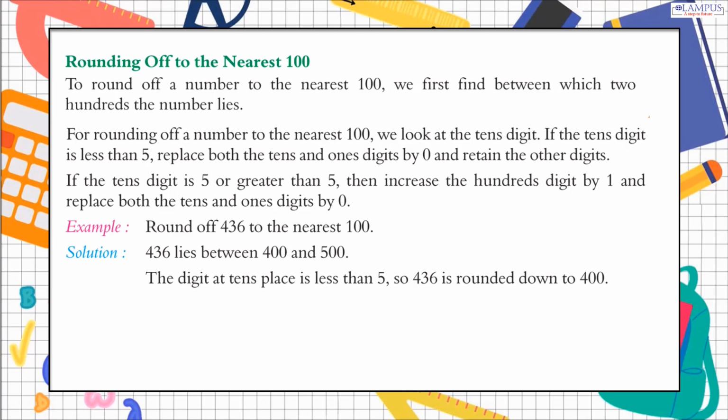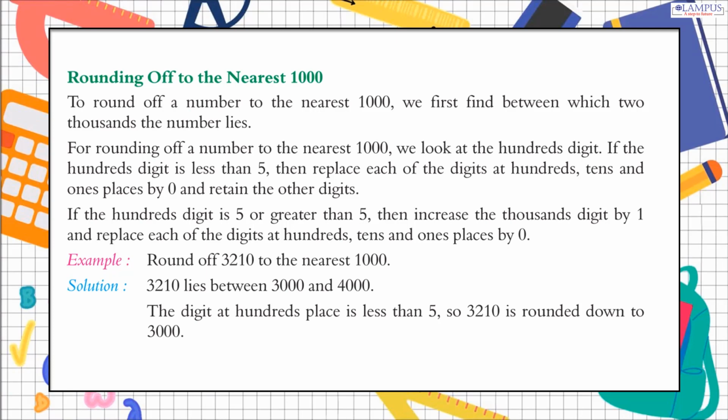Example: round off 436 to the nearest 100. Solution: 436 lies between 400 and 500. The digit at tens place is less than 5, so 436 is rounded down to 400.